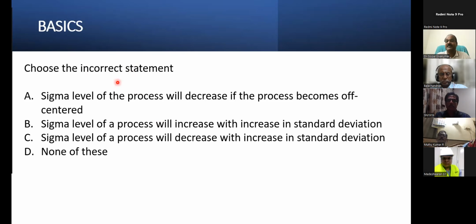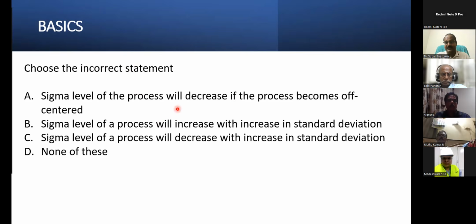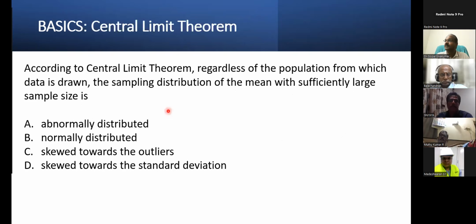That is a correct statement. Second statement, sigma level of a process will increase with increase in standard deviation. Is it a correct statement? No. As sigma increases, sigma level will decrease. So that is the answer. B is the answer because B is incorrect. Very good. So 3 and 4 I'm not reading.